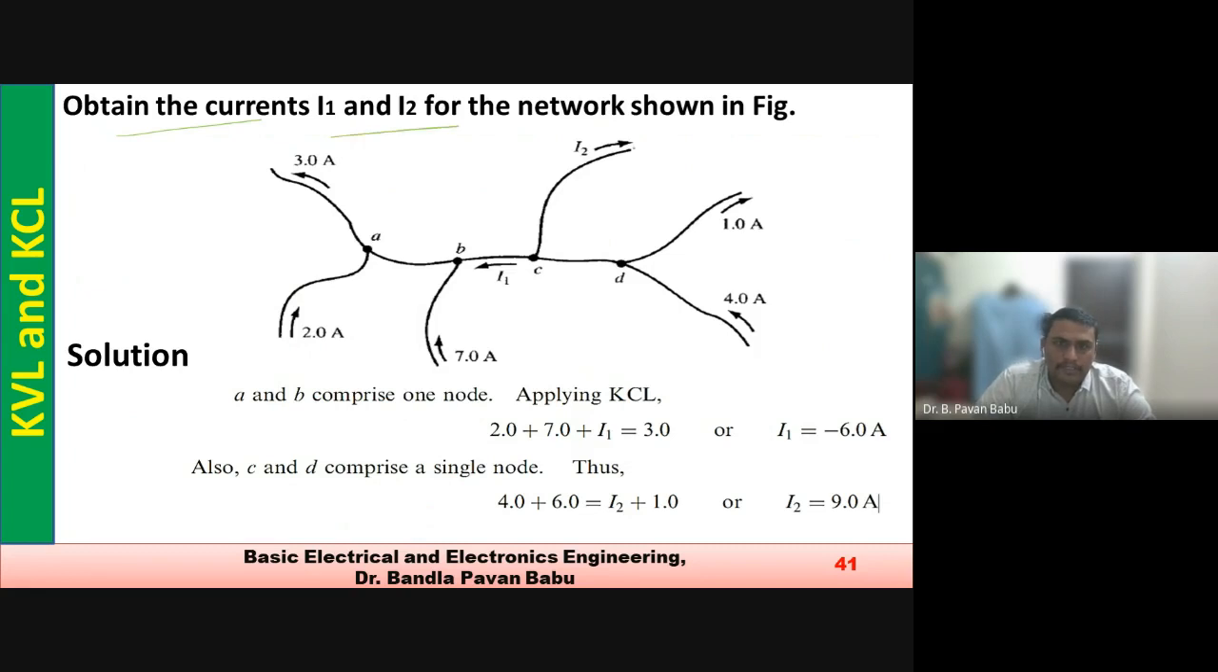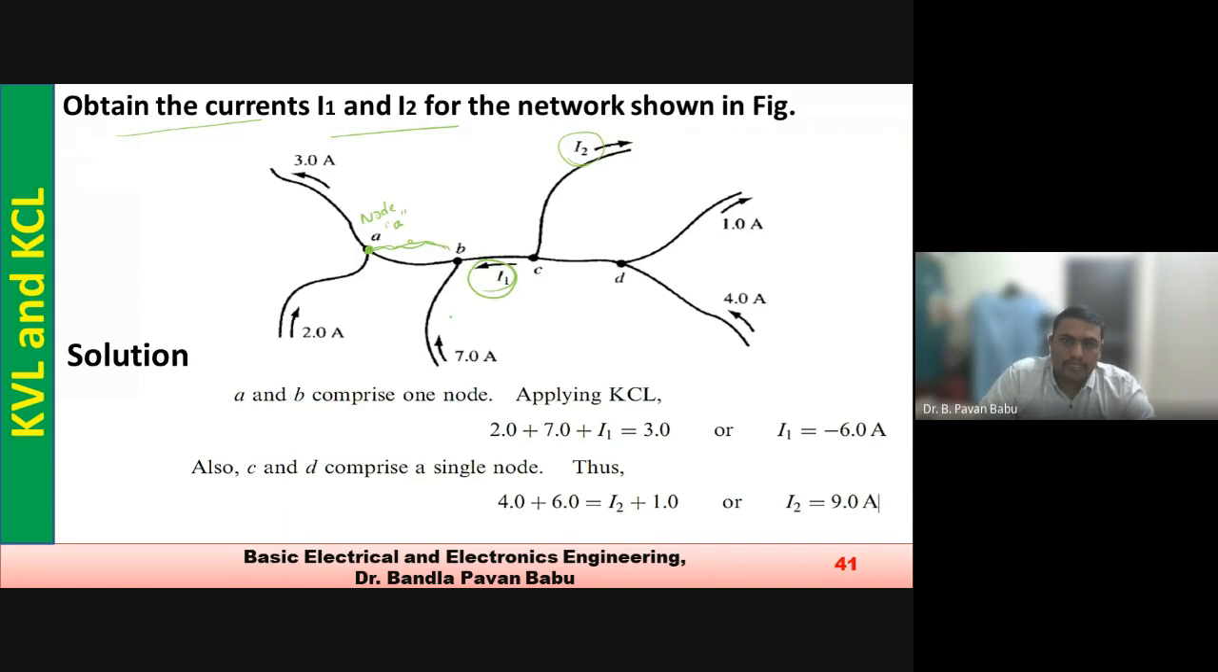Okay, so here this is node A and this is node B. So here two nodes they have mentioned, and they have asked for I1 and I2. So what is I1 here? This is I1 and this is I2. Considering node A and B, these two are same because there is no particular branch or any current mentioned, so obviously these two branches remain same.